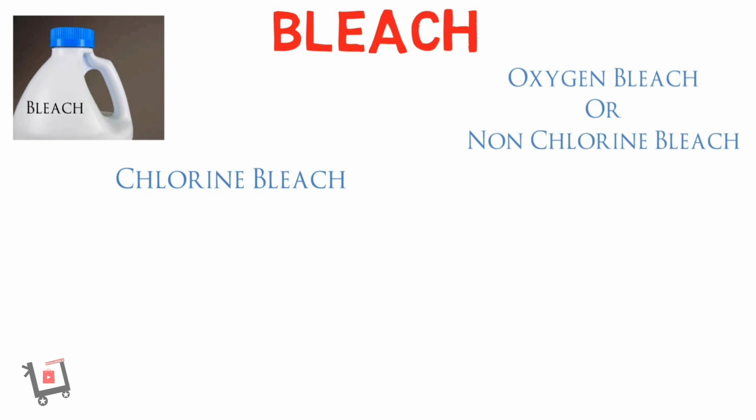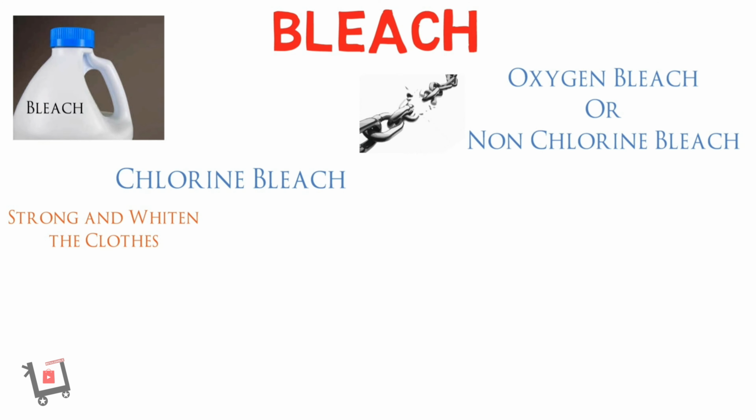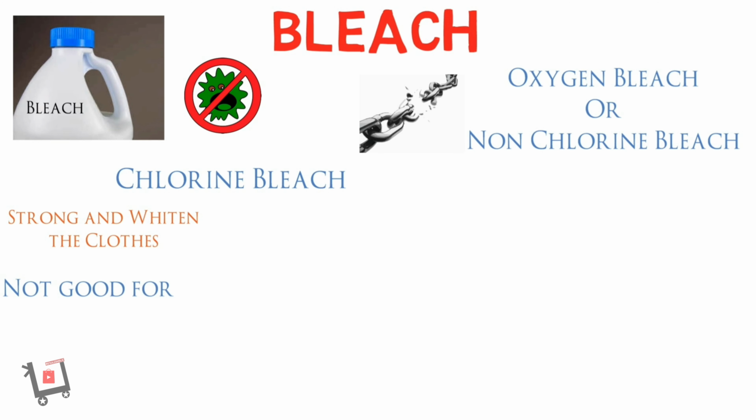Our next cleaning agent is bleach. If you are using bleach on the fabric, then you need to understand this. There are two types of bleach: chlorine bleach and oxygen bleach, also called non-chlorine bleach. Chlorine bleach is very strong and whitens the clothes perfectly, but can weaken fabric fibers. It is also good to kill bacteria, bed bugs, dust mites, etc. But it is not good for clothes' long life.